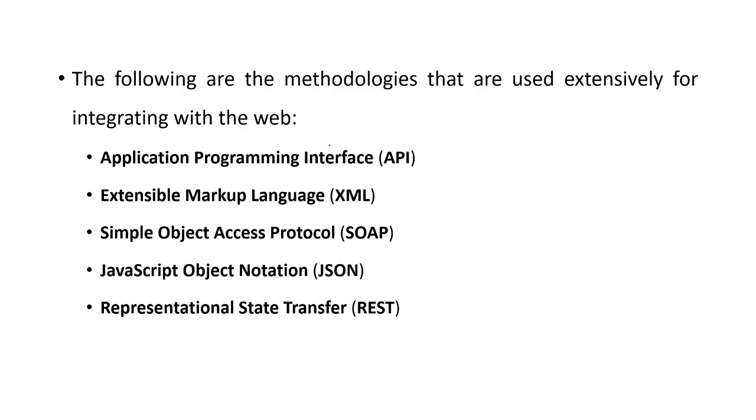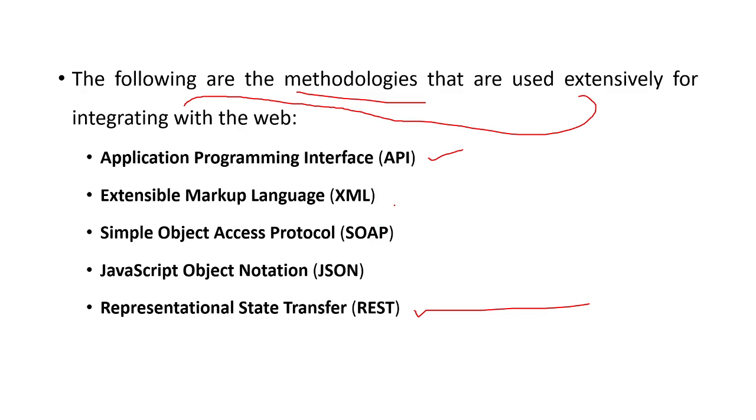Clear? So now we shall discuss some of the methodologies which are used extensively in integrating the web. So we shall go one by one. This is the simplest one, and this is the recent technology people are using for web integration or to develop web applications. Okay, API, then people came up with XML technology, then SOAP technology, then JSON. See, this also indicates the order in which the technologies arrived. First, people developed a mechanism called API, then they went ahead with XML, SOAP, JSON, and REST.